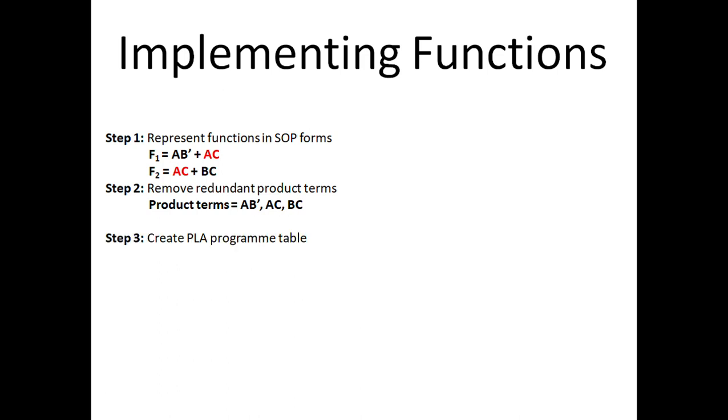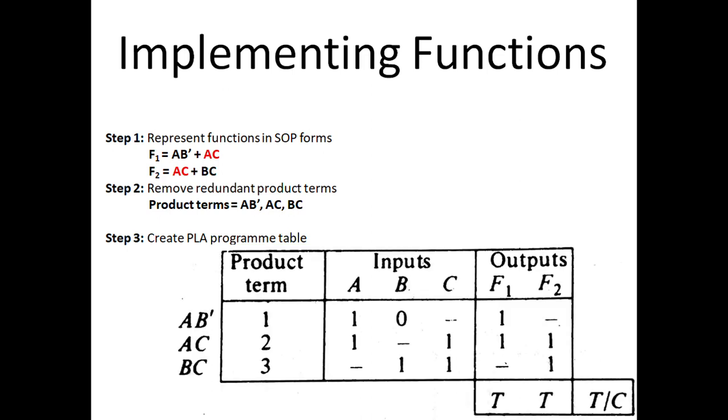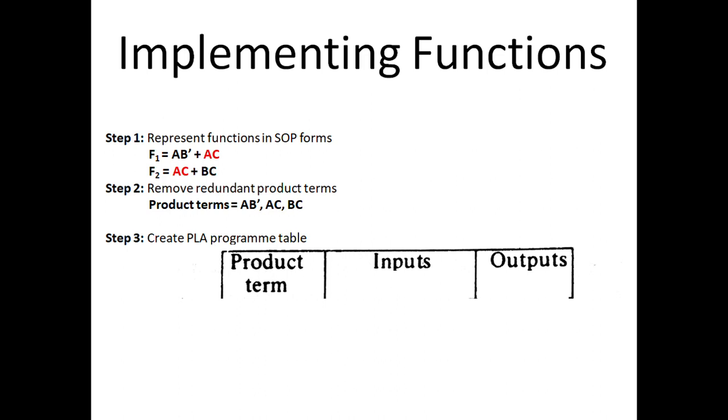Next, create a programmable logic array program table. For these 3 product terms, we have to create a PLA program table. This is the PLA table for the given example, but I will teach you how to create one from the very beginning. Initially we have to create 3 columns: one for the product term, one for the inputs, and the other for the outputs. Now we have to fill in these.